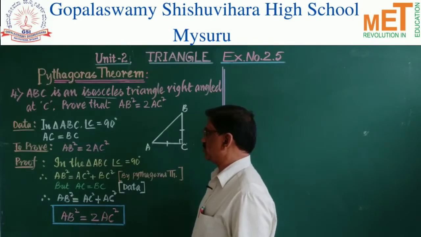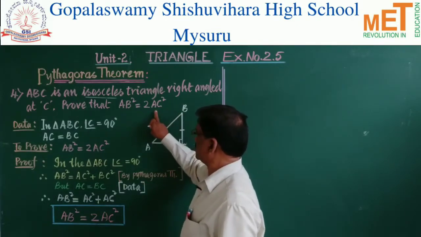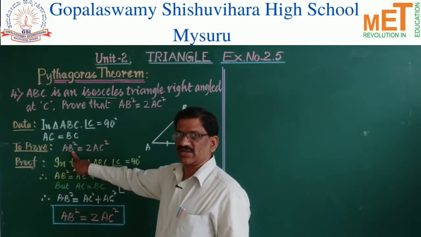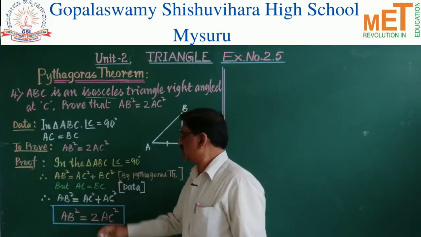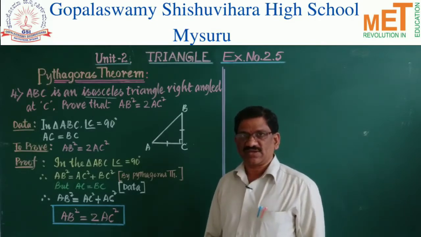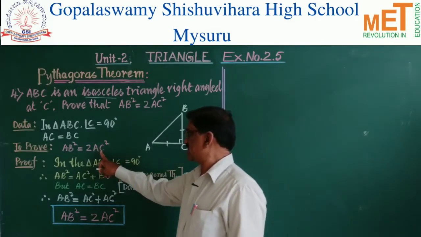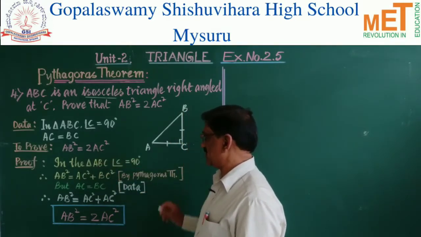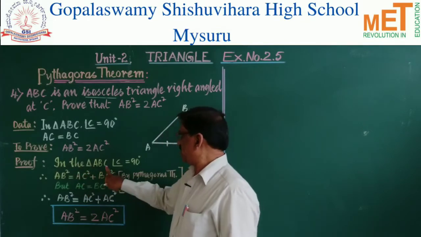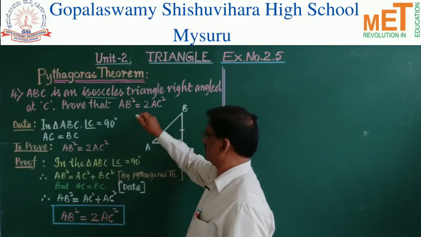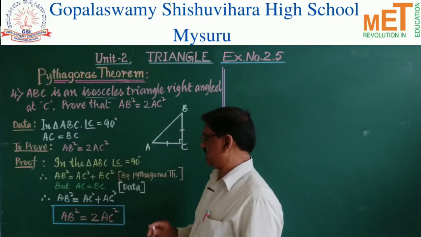What is to be shown? We have to show that AB square, that is hypotenuse square, is equal to twice one of the side square. Twice the side square other than hypotenuse. Clear, children? The proof you see here. In the triangle ABC, angle C is equal to 90 degree. It is given. Okay, that is in the data.